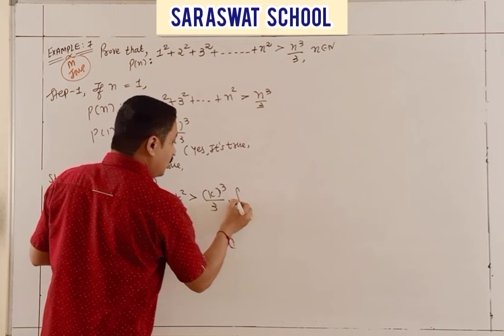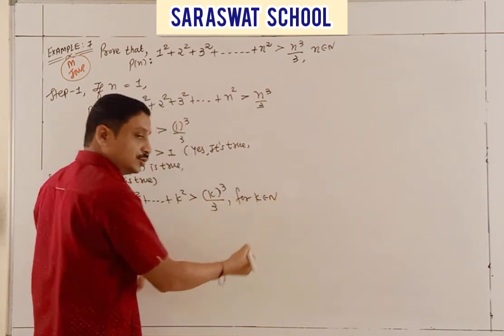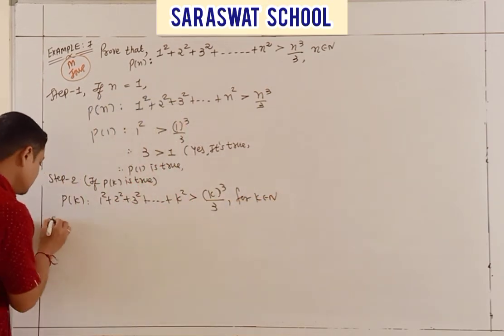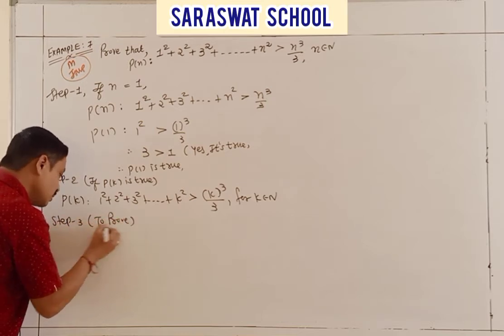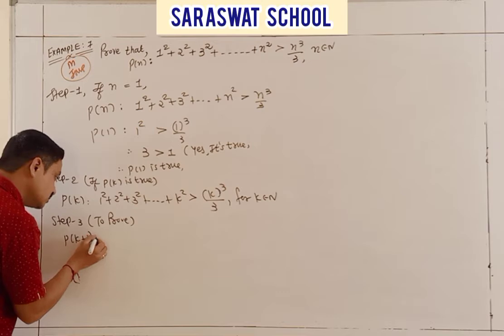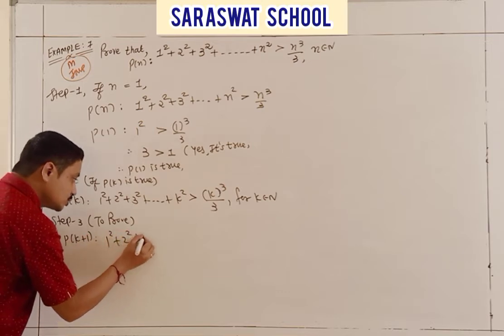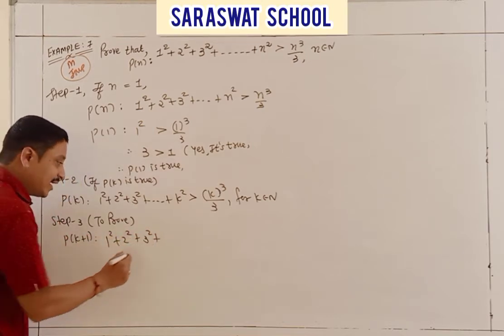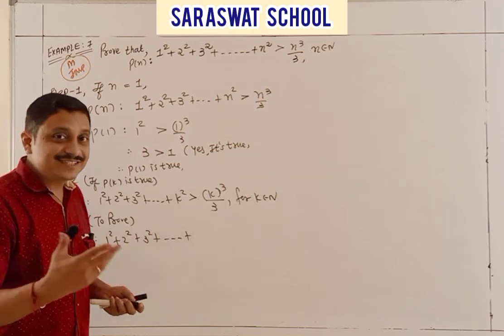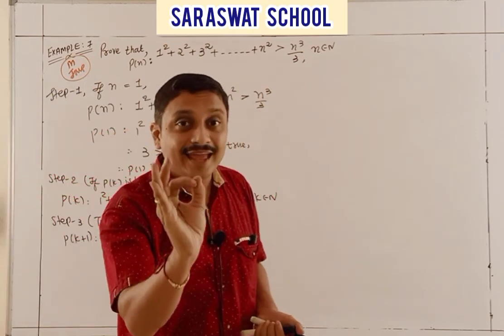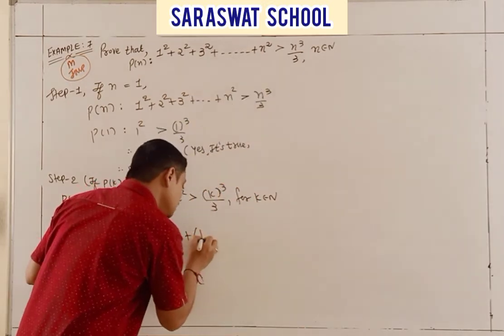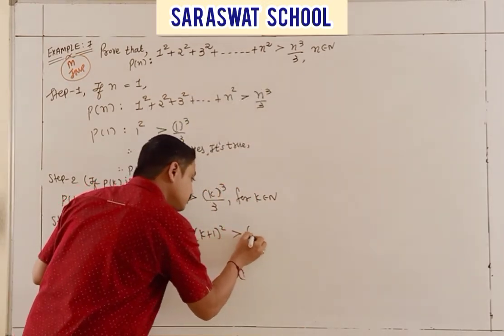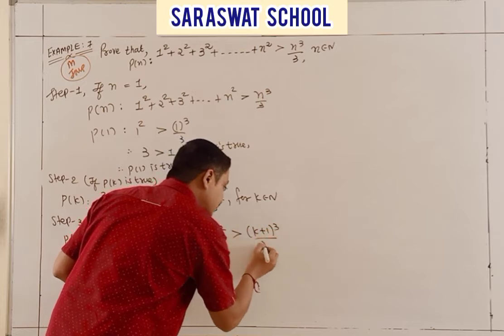And for k belongs to natural. Continue step 3, which is to prove P of k plus 1. So 1 square, 2 square, 3 square. And what are the changes now? Only k, changing to k plus 1. So here, students, k plus 1 is changing by 3.